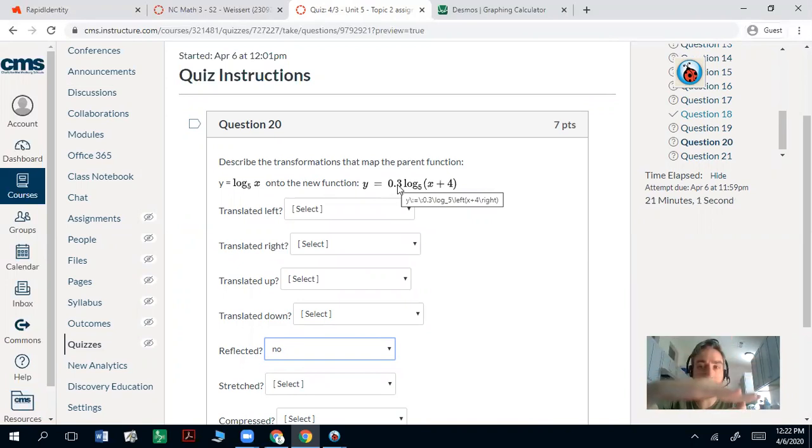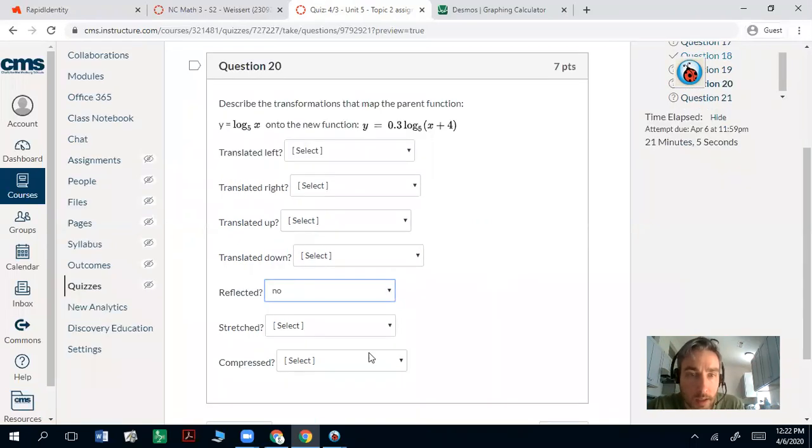So compressing is a number between 0 and 1. 0.3 is between 0 and 1. That's going to compress it. It won't stretch it. Can't compress it and stretch it at the same time. That's impossible. So it's going to be compressed, not stretched, not reflected. Now in here, notice that x plus 4, when it's going in the parentheses of log, remember that's right or left. So x plus 4, well, right or left is the opposite, right? So it's not going to be right 4 because the x-axis works backwards. So it's going to be left 4.